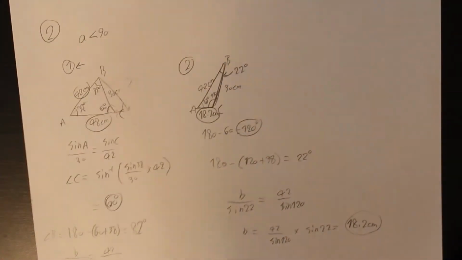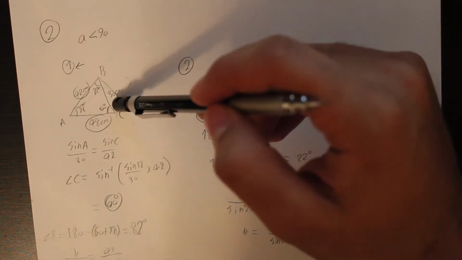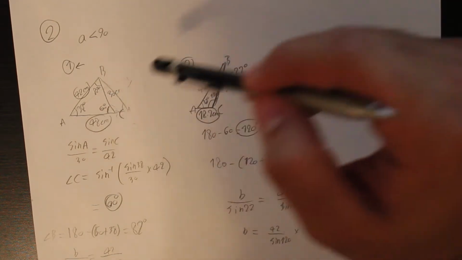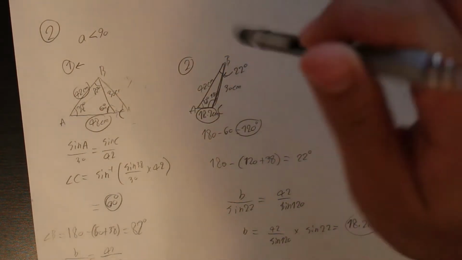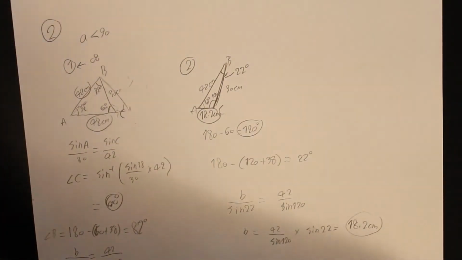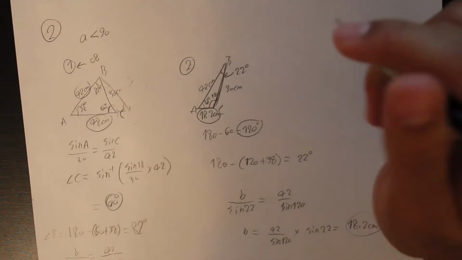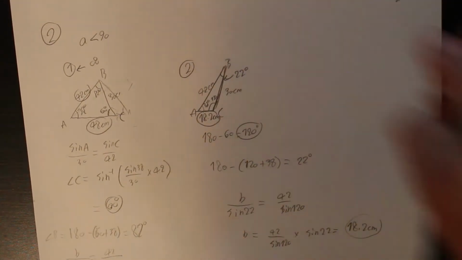So yeah, that's the two cases. Case 1 is B has an angle of 82, C has an angle of 60, and the side B is 48. Case 2 is that B has an angle of 22, and so therefore, these are the two cases, and side B is 18.2 centimeters. All right, so those were the first two questions.